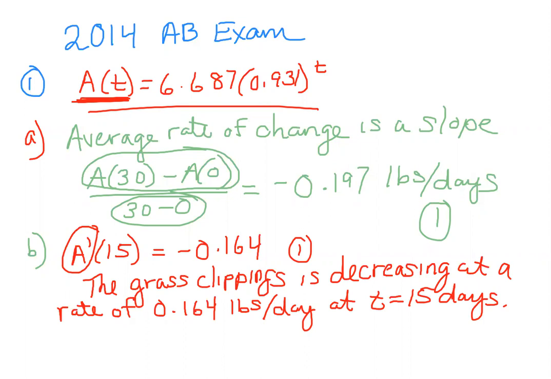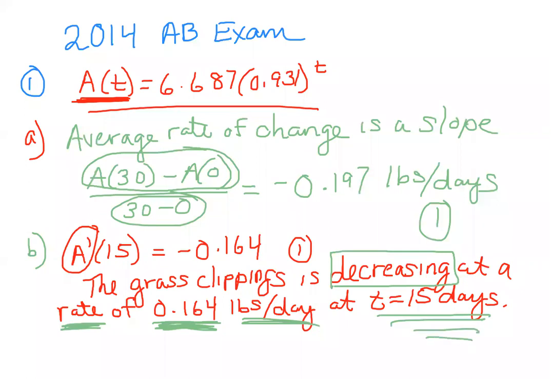That's the kind of thing you need to write. You need to include decreasing or increasing, or you need to put the negative on there. You need to say it's a rate. You need to put the value with the units, and you must put the time, because that is only at time t equals 15 days. At time t equals 10 days, you're going to have a different rate. So you get 1 point for that.